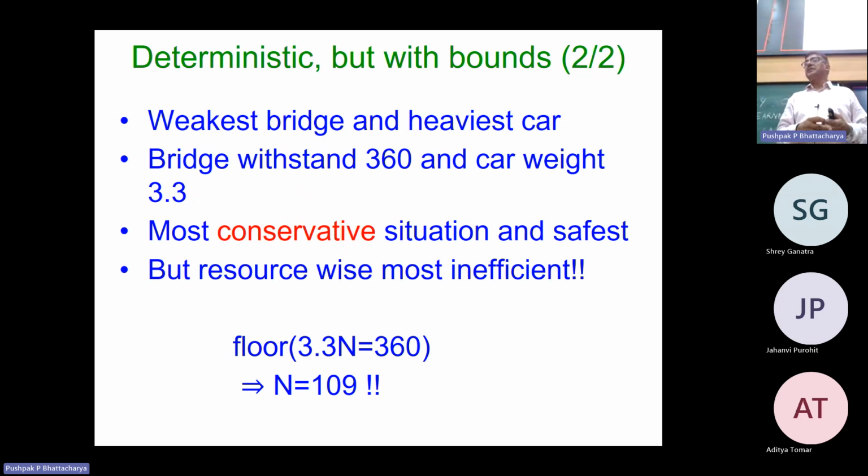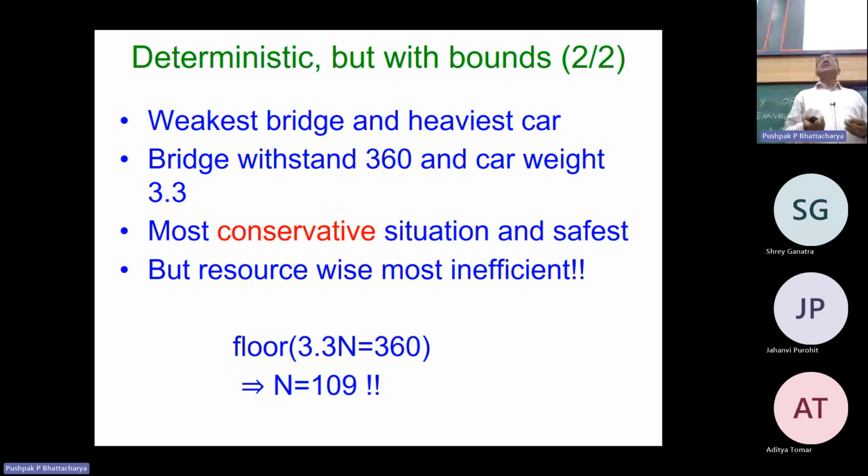So floor of 3.3 n equal to 360. This gives me n equal to 109. So it is less than the number that we got from mean comparison. So we have three numbers: 109, 133, 163. What is the number of cars I will allow? Okay, the city authorities have to make that decision.